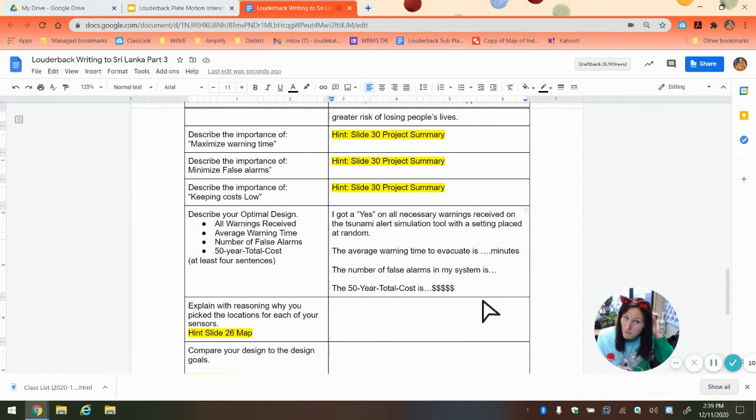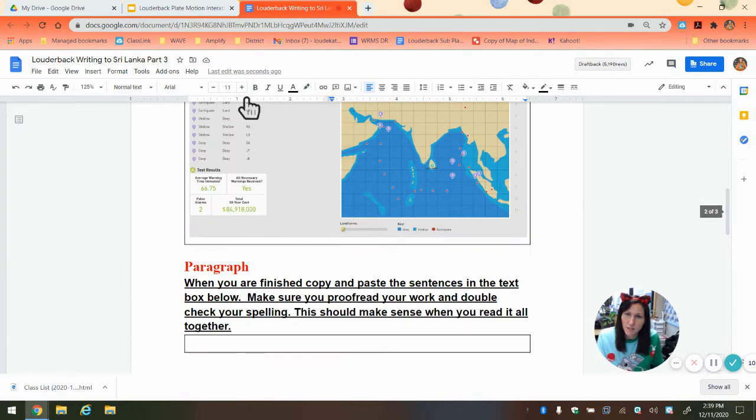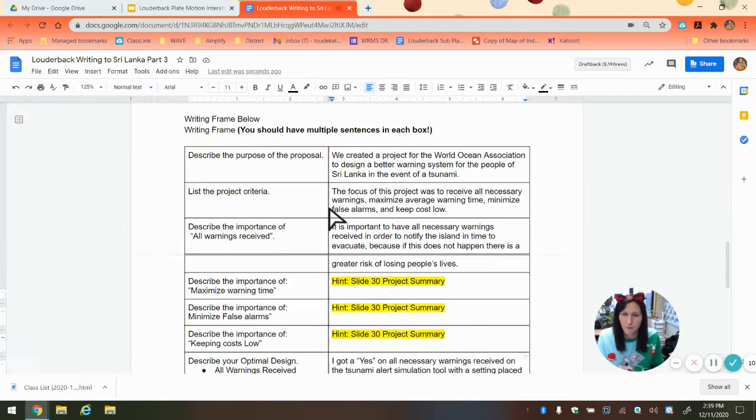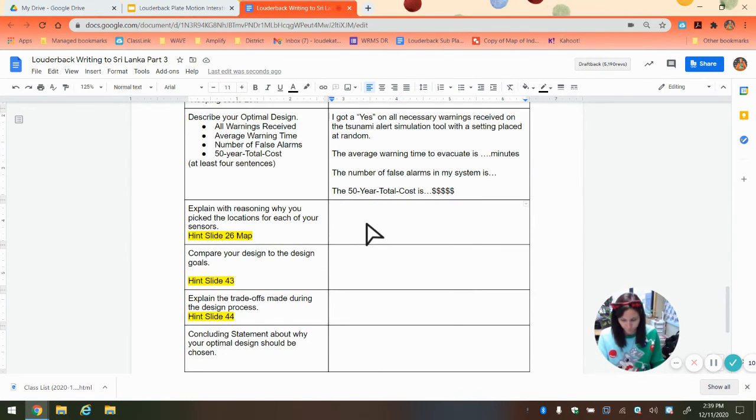Keep in mind, I'm looking to make sure that all of these numbers are the same as whatever data you have copied into your Google Doc. So make sure that everything checks out.